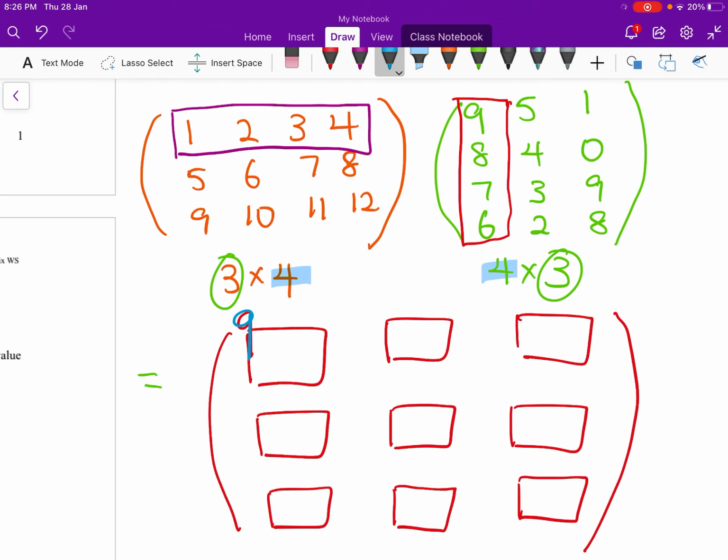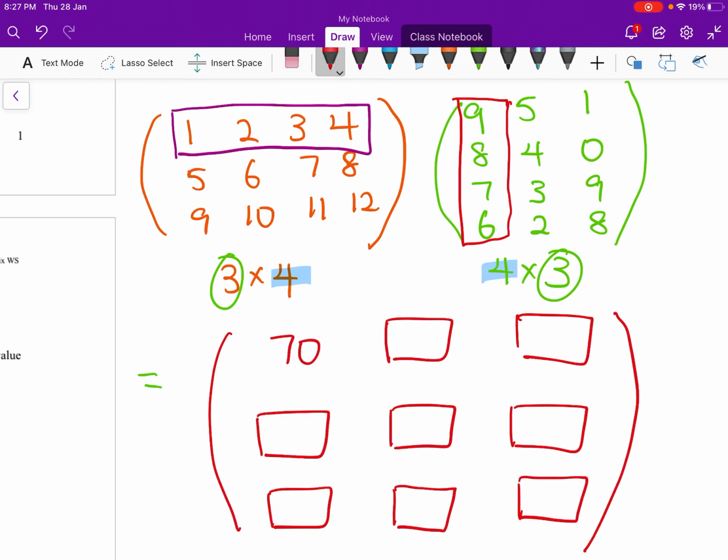Okay, second number of the row times the second number of the column. 2 times 8, 16. Right? Third number of the row times the third number of the column. 3 times 7, 21. Okay, fourth number of the row times the fourth number of the column. 4 times 6, 24. Alright, so this is your first element. So 9 plus 16 plus 21 plus 24. So you will get about 70 if you calculate correctly. Okay, so this is 70.